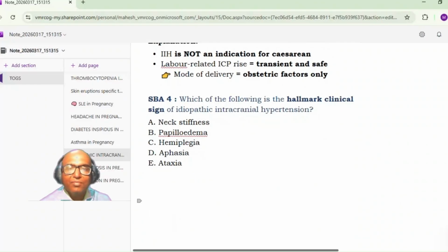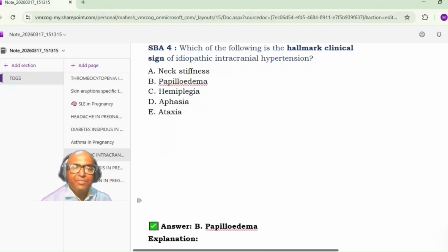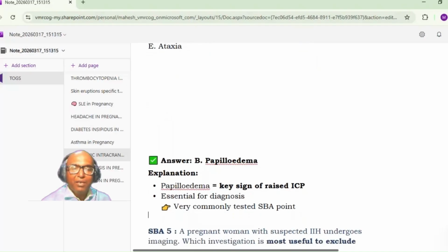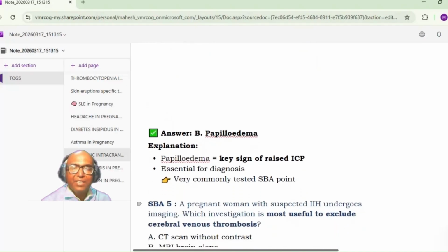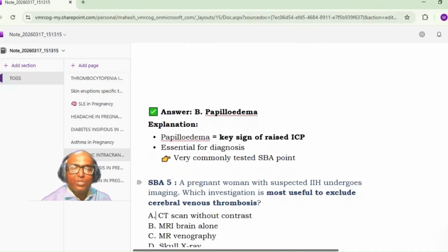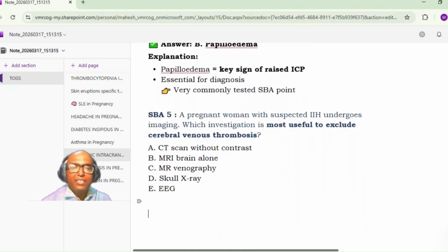Next. Which of the following is the hallmark clinical sign of IIH? A. Neck stiffness, B. Papilledema, C. Hemiplegia, D. Aphasia, E. Ataxia. It is B, papilledema. So IIH will typically have papilledema. Papilledema is a key sign of raised ICP, essential for diagnosis, and a very commonly tested SBA point.